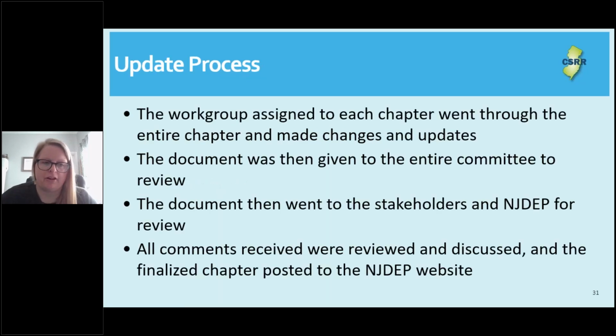So how did the process work? Since we have 31 members in our committee, we divided up into work groups for each chapter. Each work group was tasked with updating and revising the chapter. When the work group was complete, it was then given to the entire committee for review and comment. Once the entire committee was done with their review and comment and everything was updated, it then went out for NJDEP review and stakeholder review. All comments were reviewed and discussed within the work group as well as the entire committee.